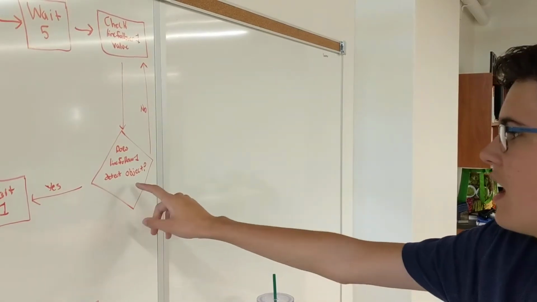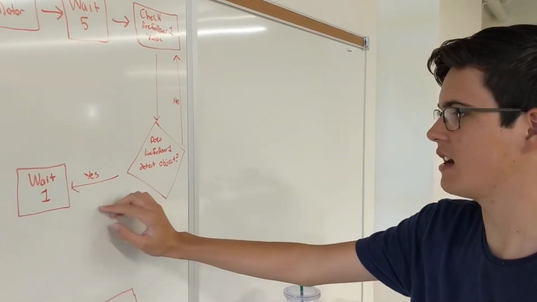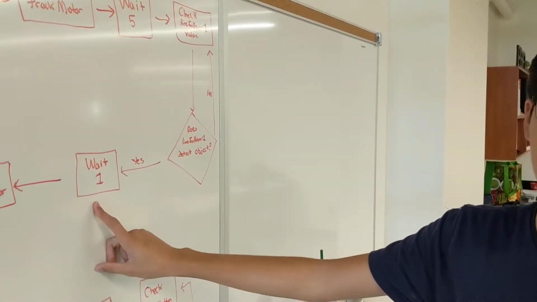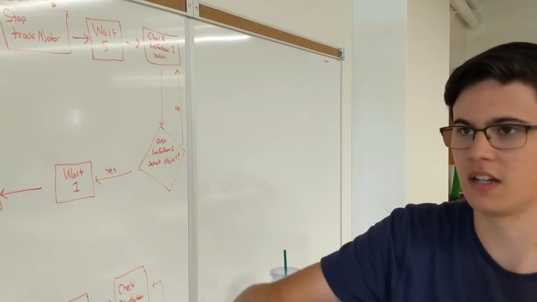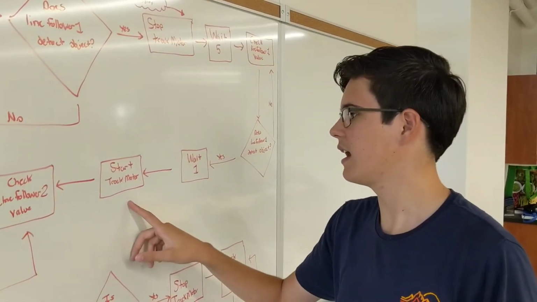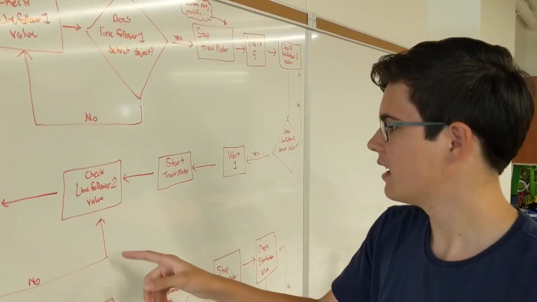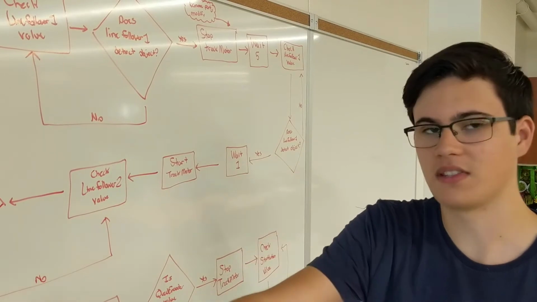So if the line follower detects an object, it goes through and it waits a second. Because you don't want to place the object on the track for it to immediately start because it can become loose. And it starts the track motor, like I said, and then it's traveling down to the second checkpoint.